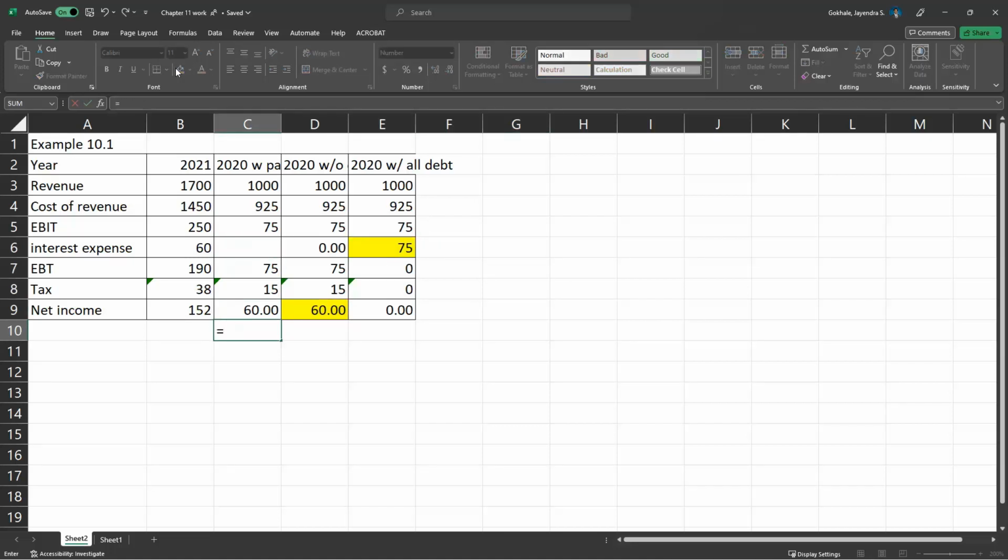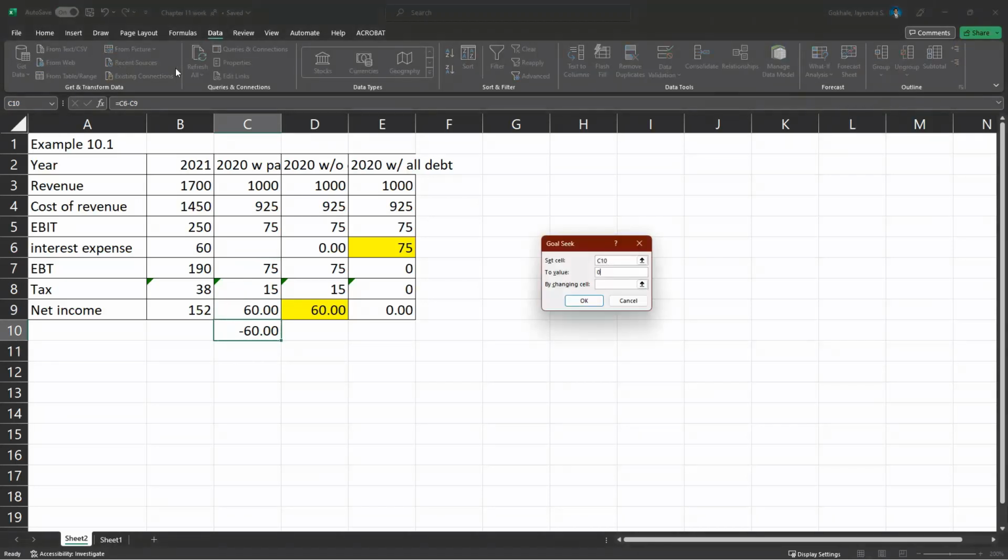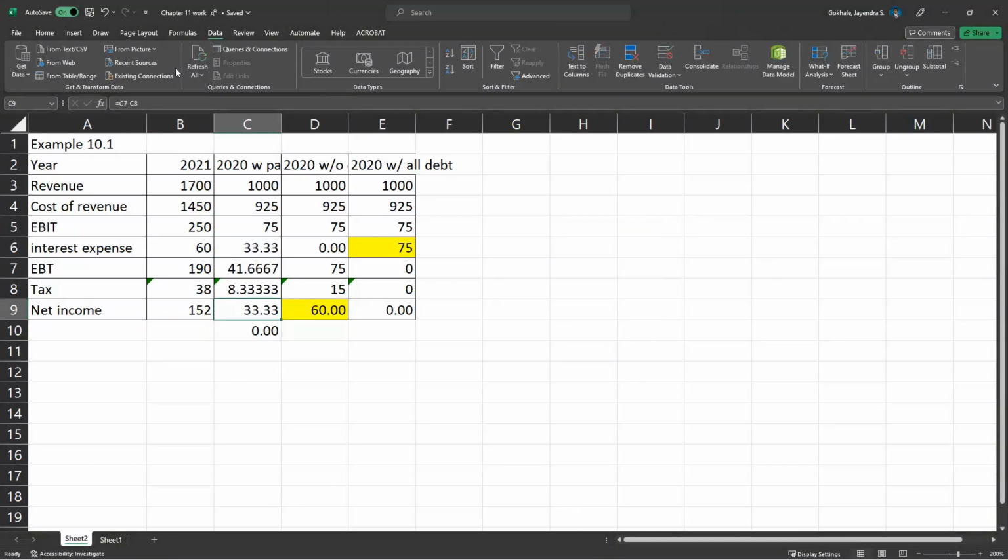And here we'll take the difference of the interest expense and the net income. So how much we pay to bondholders and how much we pay to the stockholders. And then goal seek this to a value of 0 by changing the interest expense. So we can see that now we are paying equal amounts to bondholders and stockholders. So 33.33 in interest expense and 33.33 as dividends to stockholders. But wait a minute, we had to actually get earnings before tax of 41.67 to be able to give 33.33 to the stockholders. And that is the tax savings advantage.